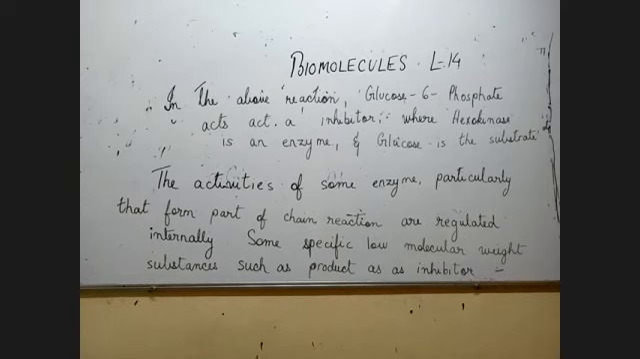In the above reaction, glucose 6-phosphate acts as an inhibitor where hexokinase is the enzyme and glucose is the substrate.